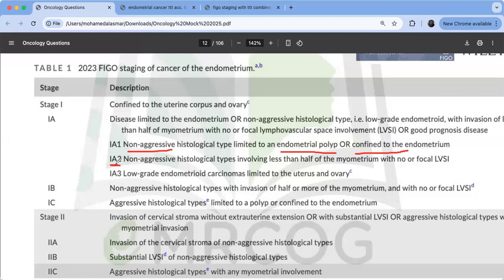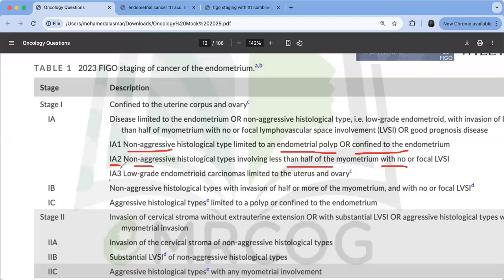So what is the importance of this? When I tell you that the tumor has no lymphovascular invasion, is that a good sign? Yes, of course, because the primary spread of endometrial cancer comes by the lymphatics. So if no lymph vessels are involved, then it's fine. We are confined to only these local cells. Okay, so a non-aggressive type, less than half of the myometrium, with no or focal lymphovascular invasion.